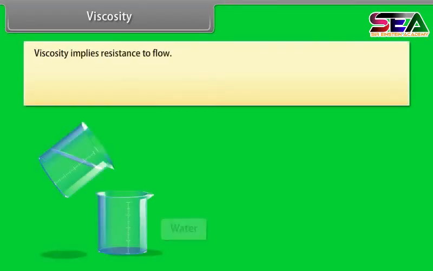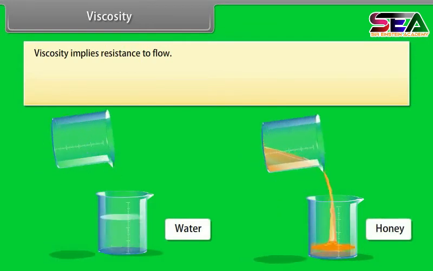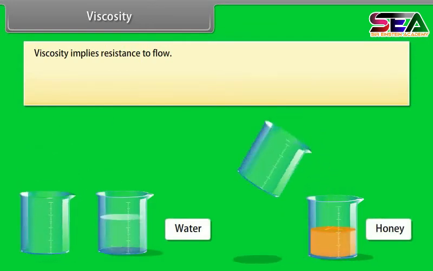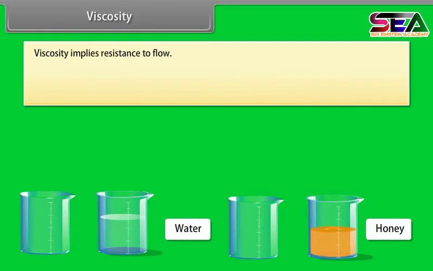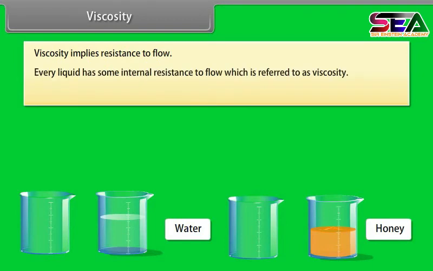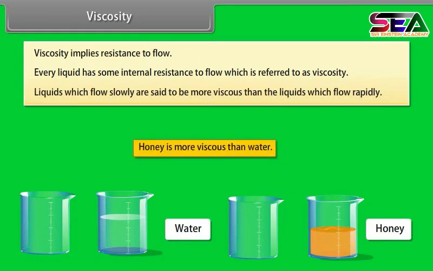Viscosity. Viscosity implies resistance to flow. It is well-known fact that some liquids such as honey, castor oil, glycerine, etc. flow slowly, whereas other like water, petrol, ethanol, etc. flow rapidly. This means that every liquid has some internal resistance to flow, which is referred to as viscosity. Liquids which flow slowly are said to be more viscous than the liquids which flow rapidly.